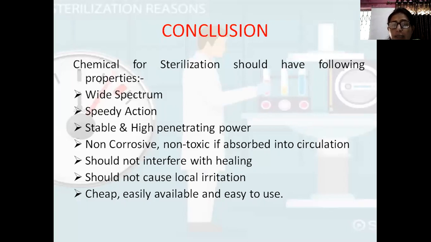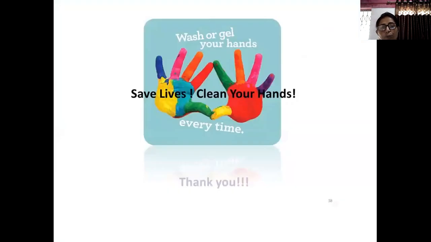The chemicals for sterilization which we are using should have the following properties. They should have a very wide spectrum. It means that they should be able to kill microorganisms from the gram-positive as well as the gram-negative bacteria and other microorganisms too, like algae, fungi, viruses, etc. They should have very speedy action, should be stable, and have high penetrating power. They should be non-corrosive and non-toxic if absorbed into the circulation. They should not interfere with healing. They should not cause local irritation. They should be cheap, easily available, and easy to use.